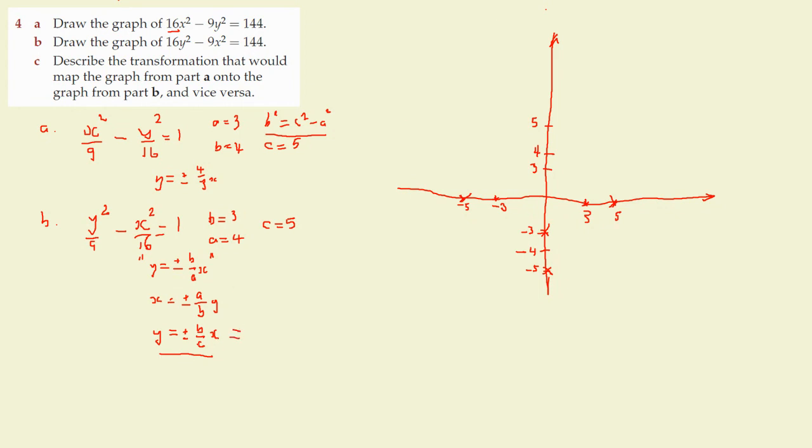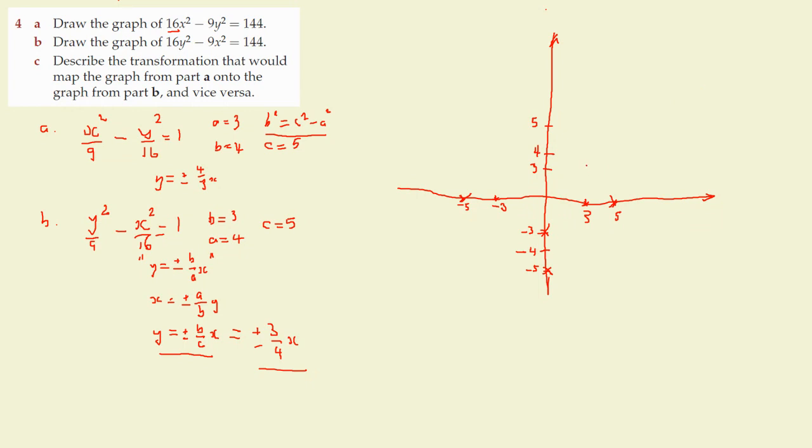Let's just write that one in. I didn't finish that bit off today. Our b now is 3 and our a is 4, isn't it? So it's gone the other way around, 3/4 rather than 4/3. Let's draw the first one. Sorry, I didn't finish that bit off today. 3/4 of x plus or minus. So let's draw the first one, 4/3.